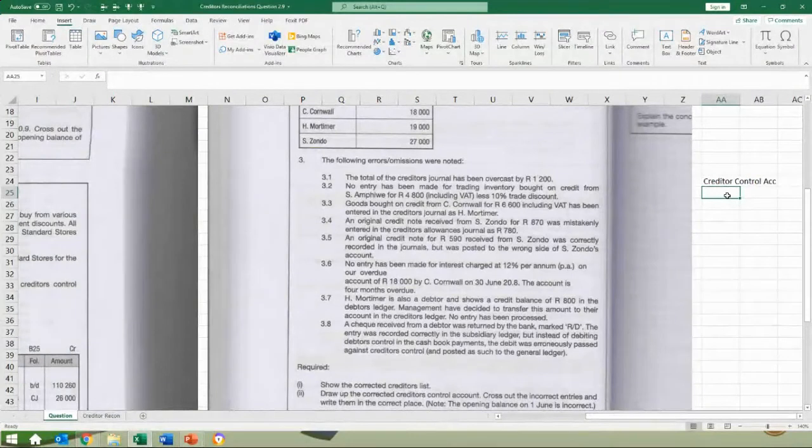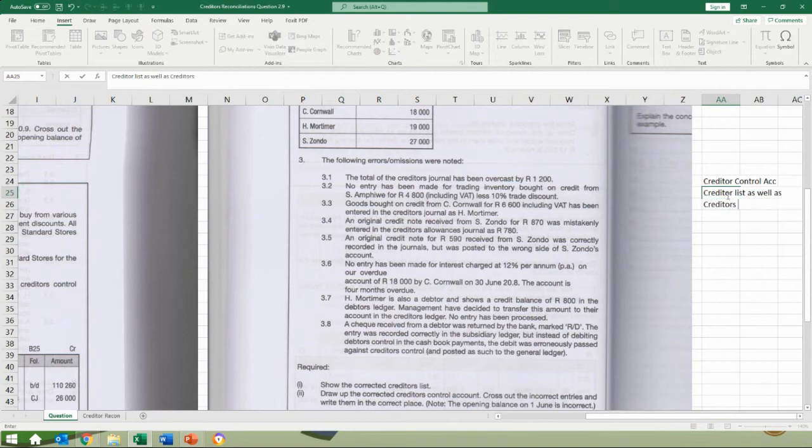Okay, so just make a note there. So entry 3.2, because they say no entry has been made, and they're talking about a specific creditor, you would have to include that amount in your creditors list as well as your creditors control account, because we have not reflected that transaction at all.